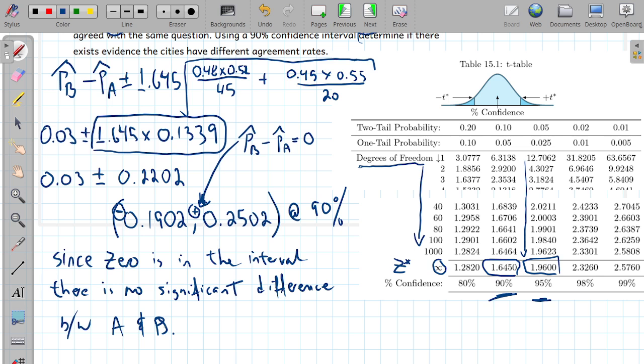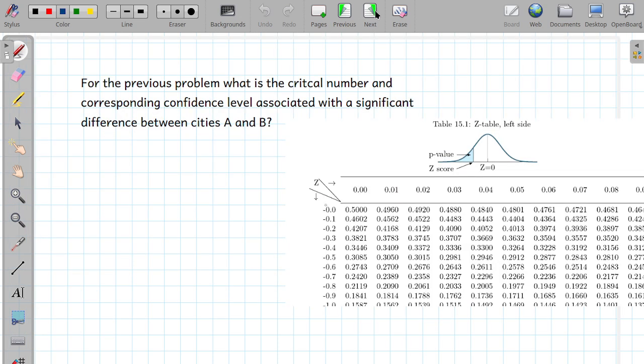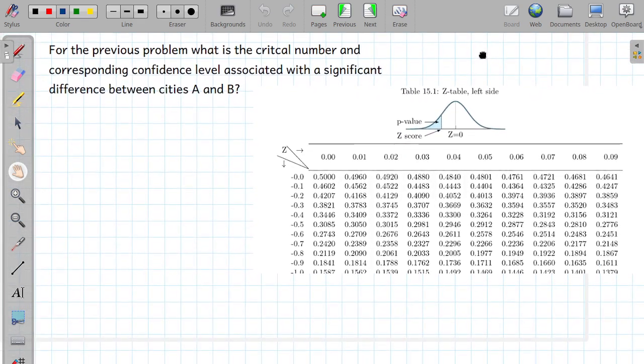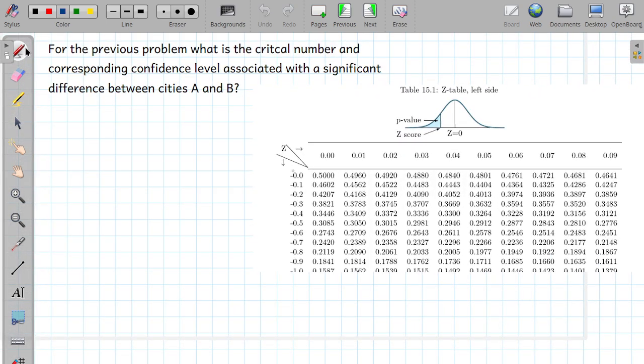Okay, now I've cooked up something here in the next slide. This one's a bit unusual. I've never actually seen anybody be asked to do this, certainly not with a two-sample test. But you know what? A little math never hurt anybody. So that's what we're going to do here. So for the previous problem, we're going to do some reverse engineering and find the critical number and corresponding confidence level associated with a significant difference.